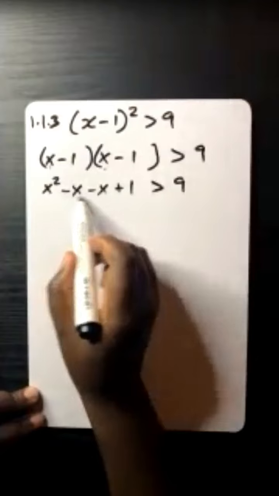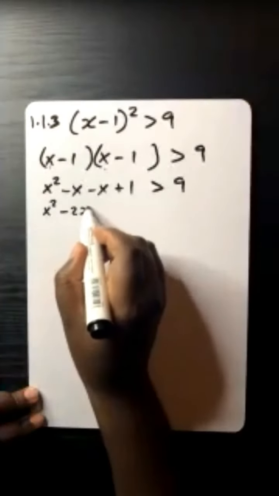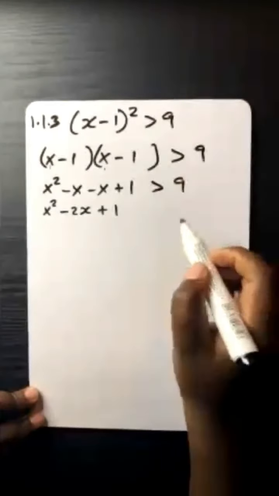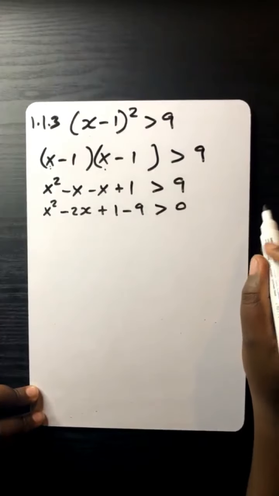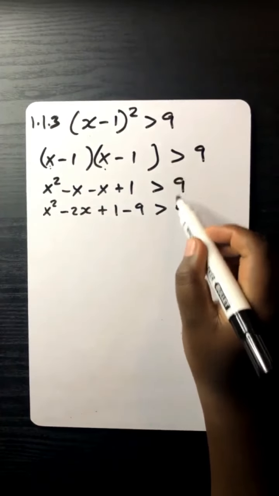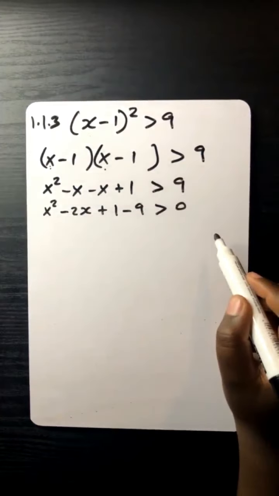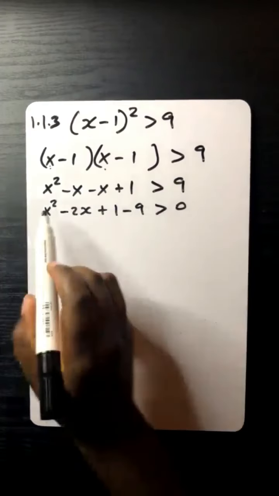So we just work out that part, which is x squared minus 2x plus 1. This is where we can transpose, or write, that 9 on the other side of the inequality sign. So, ladies and gentlemen, remember, when you change a number to the other side, it doesn't affect the inequality sign. The inequality sign is only affected when you've got a negative a value.